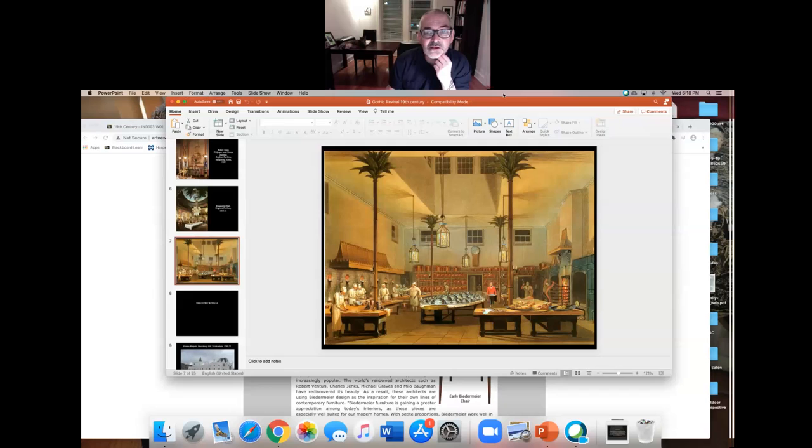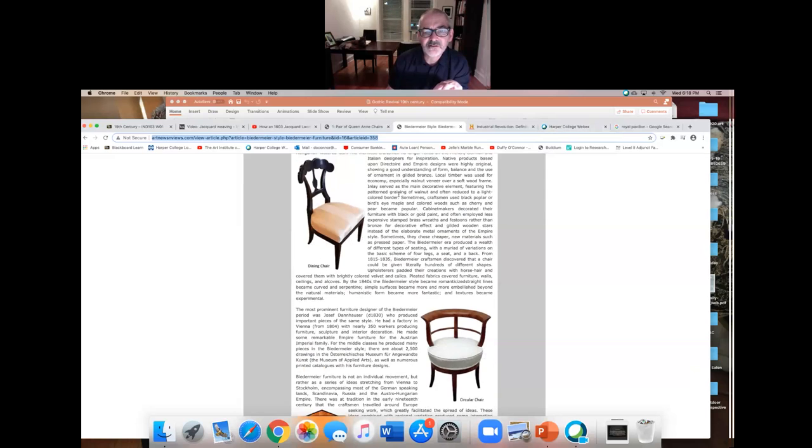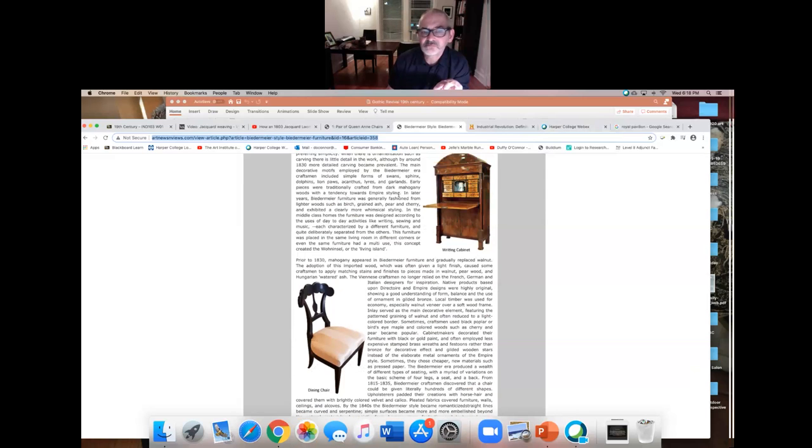All right, so Biedermeier came with furniture, interior furnishings, wall coverings, carpets. It was really one of the first, almost one of the first interior design styles.